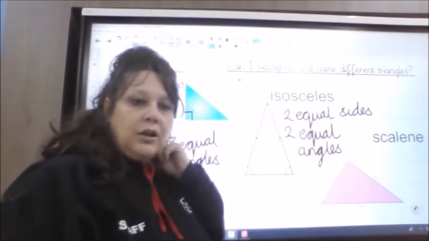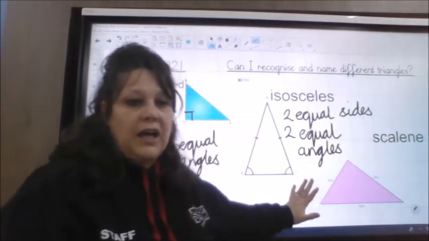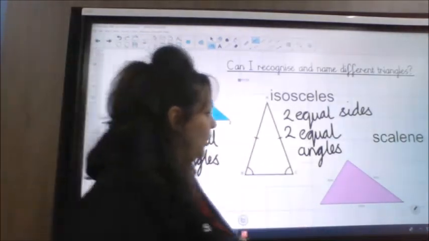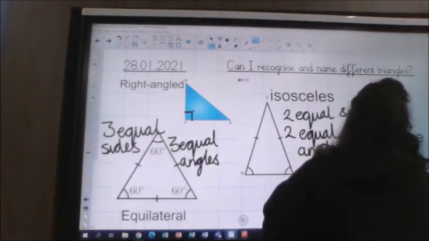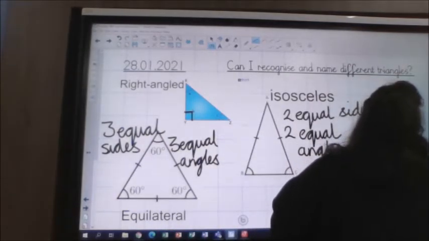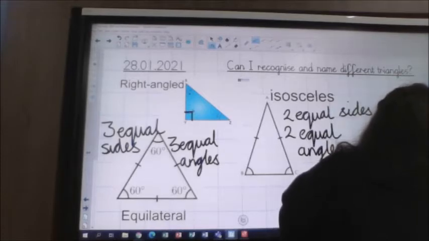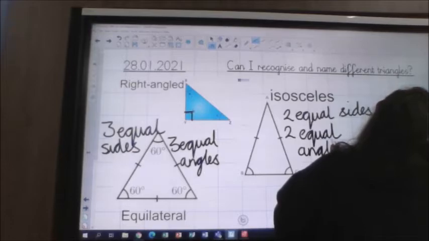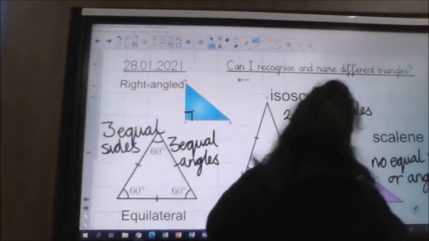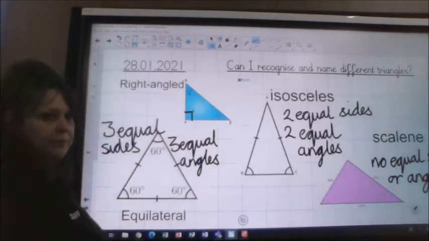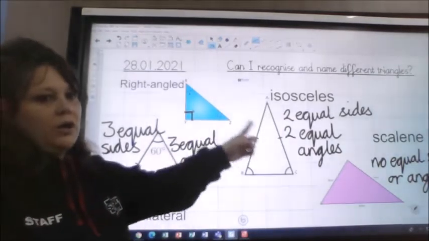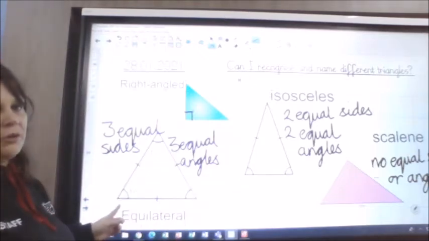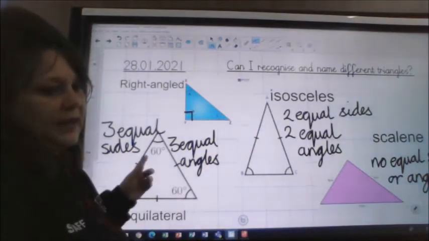Now a scalene triangle has no equal sides and no equal angles. And you've got the pink as an example here. That has no equal sides or angles. Okay, so remember those different types of triangle because they're going to come in handy today for your activities.